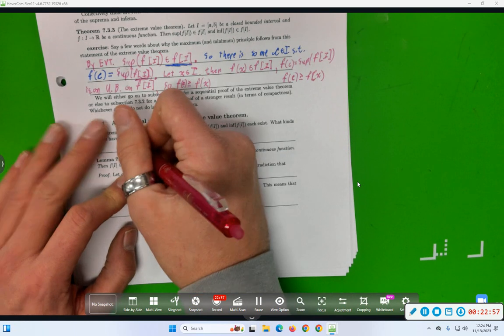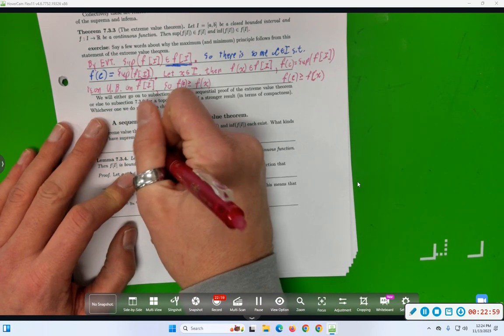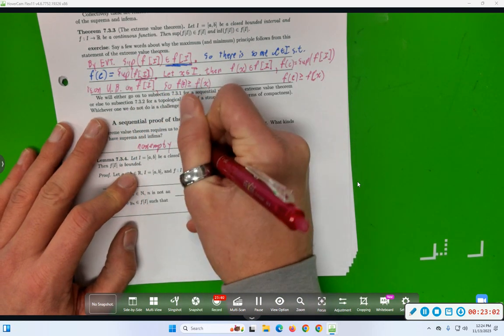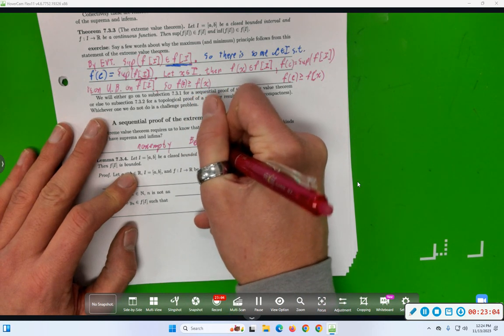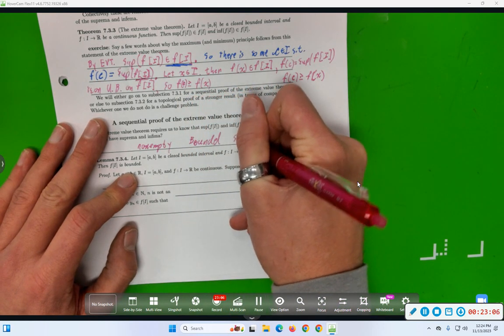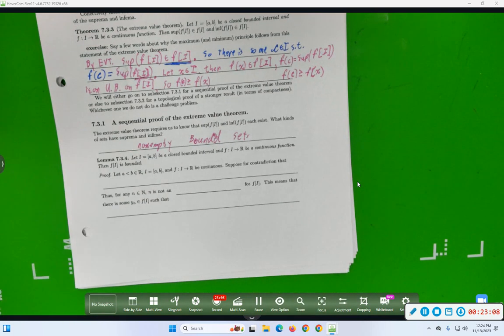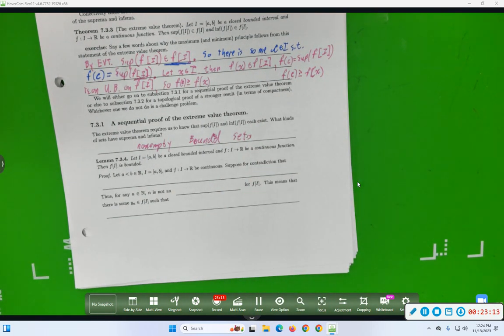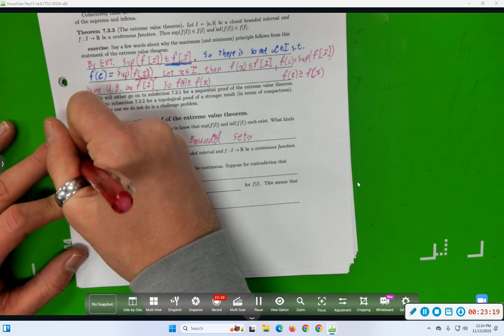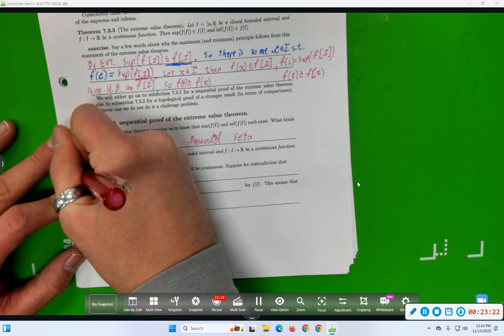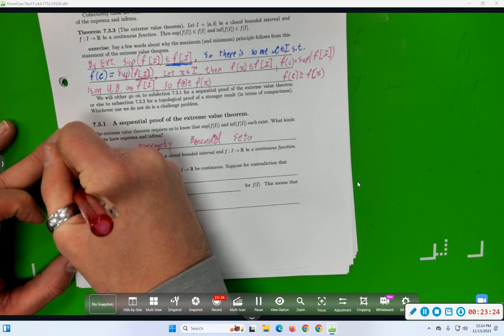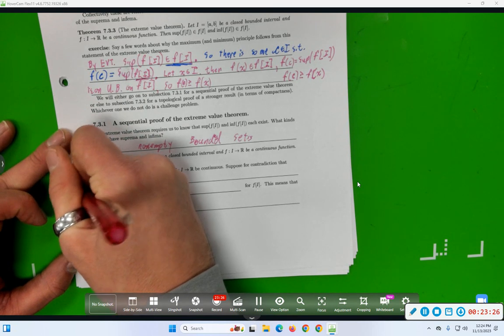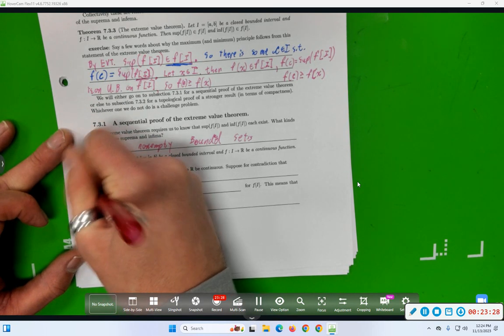What kinds of sets have suprema and infima? Non-empty, bounded sets. Spelling is so very difficult. So we need to show that this set is non-empty and bounded. It's obviously non-empty. F of A is in the set. Let's write that. F of A is in F of I. So F of I is not equal to the empty set.